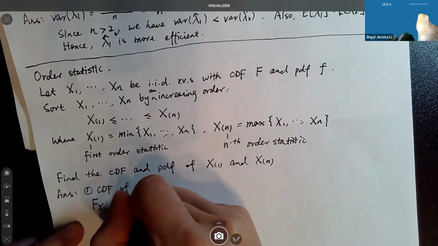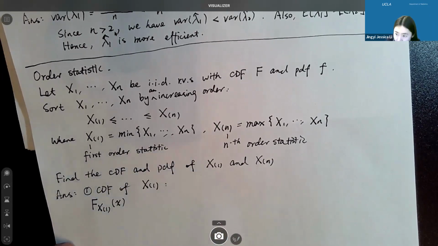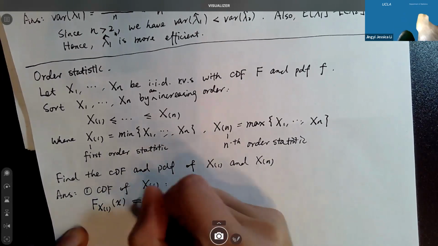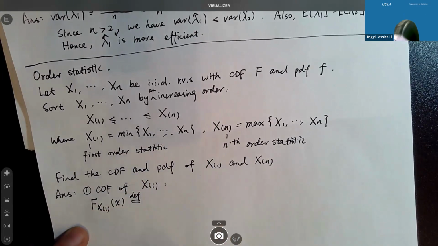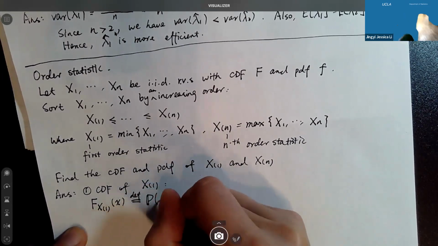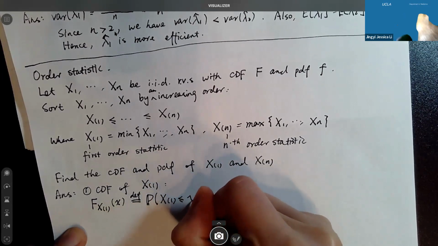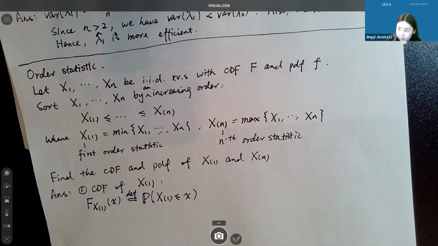And we evaluate the CDF at a real value, small x. By definition, this is defined as the probability that this random variable is less than or equal to this constant small x, right? And then what does it mean? It means that the minimum is less than or equal to small x. But knowing this direction is not really helpful, because the minimum being less than or equal to small x doesn't tell me where the other random variables, like the second smallest and the third smallest, are.